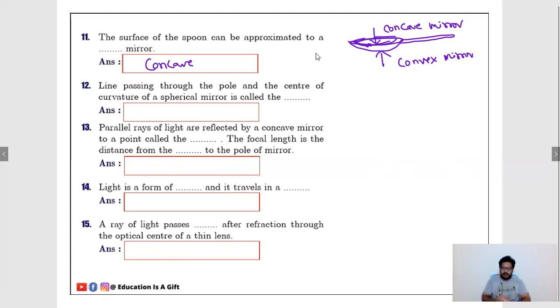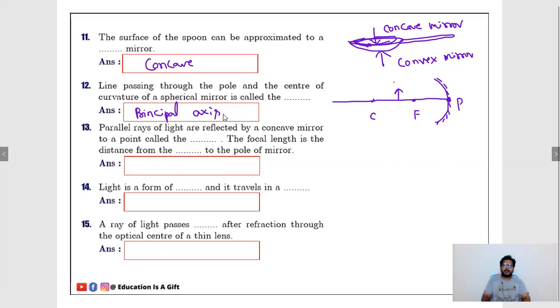Next, 12th question. Line passing through the pole and center of the curvature of a spherical mirror is called. So whatever spherical mirror you want, you can consider this concave. This is non-reflecting surface, front side is reflecting surface, middle point of the mirror is known as pole, and here there will be focus for the mirror, here there will be center of curvature. If you draw a line which is passing center of curvature, focus, and if it is touching pole, this line is known as principal axis. It is principal axis. That is the answer.